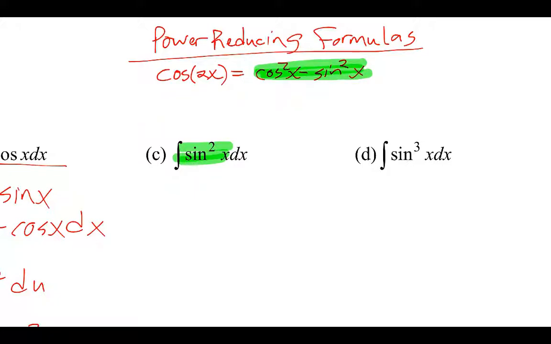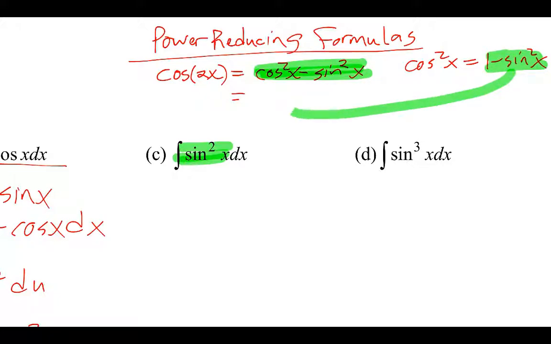I'm going to use the other versions of cosine of 2x. There's a couple more. We can replace cosine squared with, do you remember cosine squared is 1 minus sine squared? That's not power reduction, that's just a trig identity. If I use that substitution for my cosine squared, I'm going to take this and stick it right there. The other formula I get is 1 minus 2 sine squared.